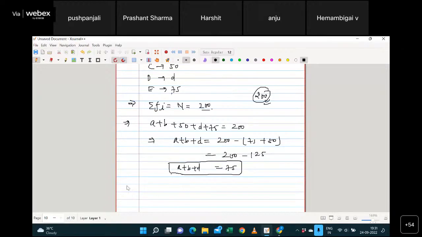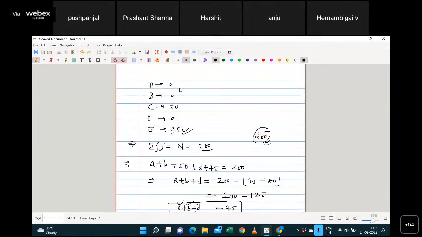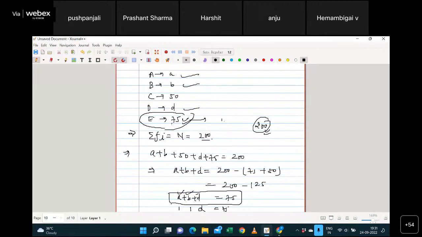If you read the question, it says each academy has at least one player. Suppose A has one, B has one, then D would be 73. If at least one player is in each academy, then for A, B, and D, if you take one each, then 73 you will get. But the maximum is 75. Can you get more than 75 players for any academy? No, sir. That's why E has the maximum frequency and the mode is academy E.